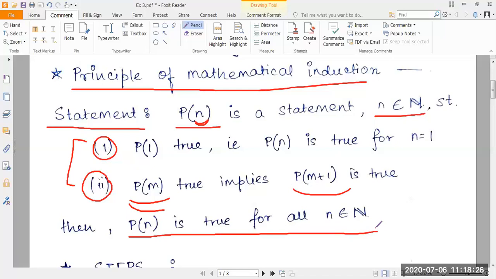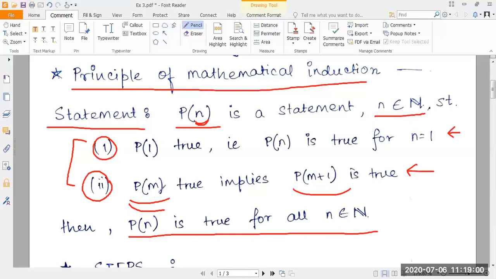You may ask why. Of course, mathematics is a subject where we keep on asking why, and we keep on trying to answer our doubts. So nonetheless, we'll be finding out why. You see, if P1 is true, then the first condition is satisfied. Now the second condition says, if Pm is true, then Pm plus 1 is also true. Keeping this condition aside, we go back to the first condition and find out that P1 is already true.